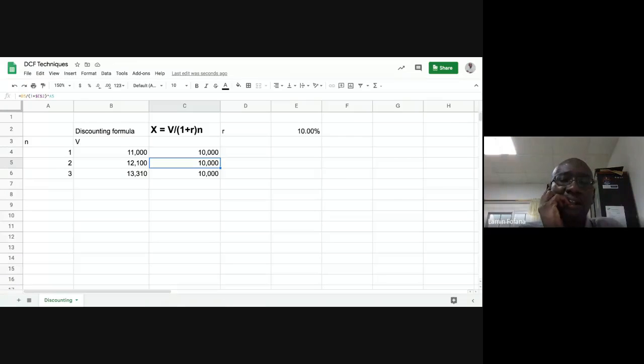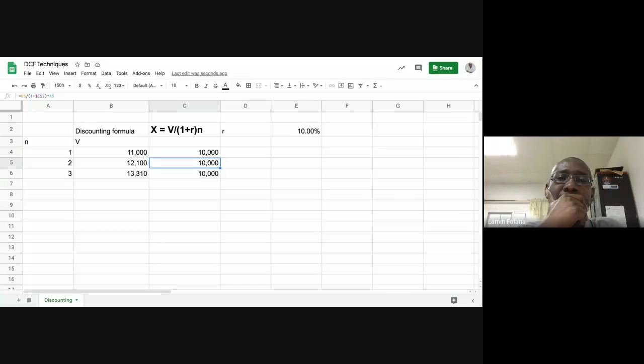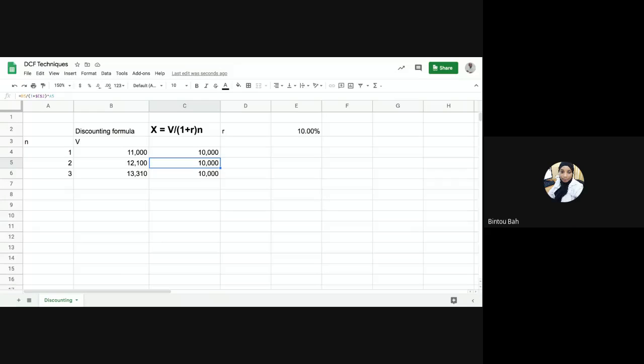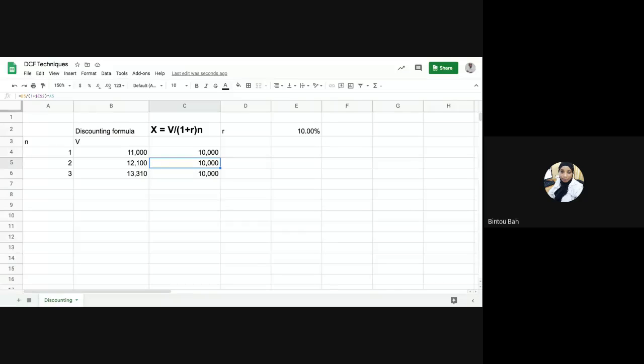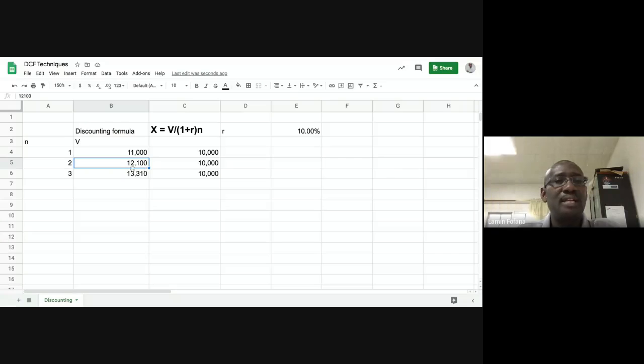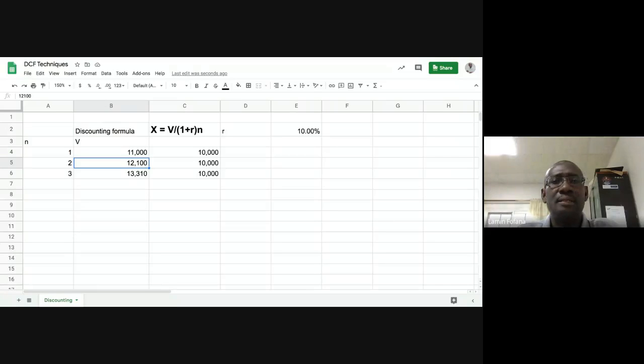For the second one, I didn't have 10,000 with my calculator. For the second one, what you do is you say 12,100 divided by. It's 12,000, I thought. No, 12,100. Look at it. Can you see what I'm doing? Yes, I didn't see the 100. Right, so that's 12,100. And this one is 13,310.